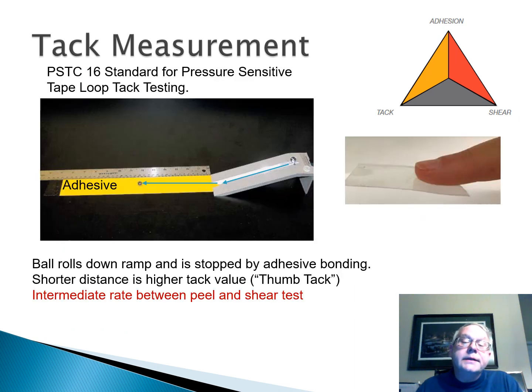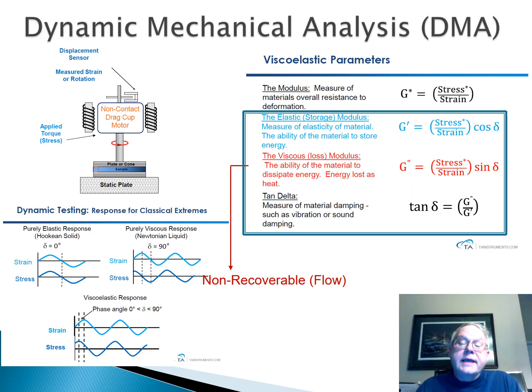The tack measurement, basically you take a ball and you roll it down a ramp, and the sooner the ball stops rolling over the adhesive surface, the more tack it has. The rate of this test is between the shear rate and the peel rate. Again, what the DMA will measure on the pressure sensitive is the storage modulus, the loss modulus, and the tan delta.